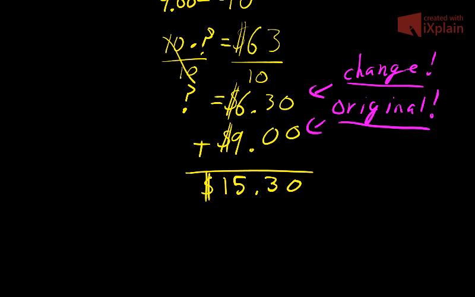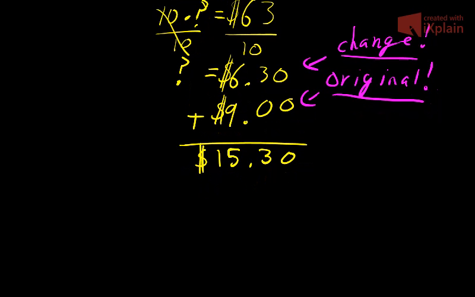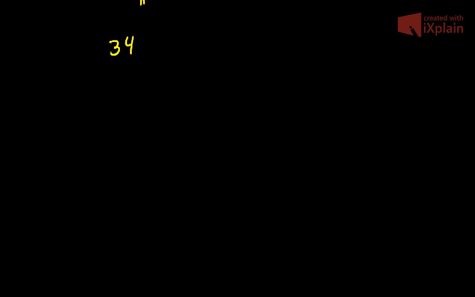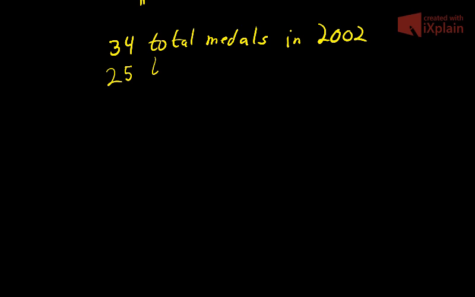So I'm going to do one more example, which is kind of a word problem that I want us to be able to do. And that is that in the 2002 Winter Olympics, U.S. athletes received a total of 34 medals. So that would be 34 total medals in 2002. And then in 2006, we received a total of 25 medals. So 25 total medals in 2006. And then I want to know what the percent decrease is. So what is the percent decrease?